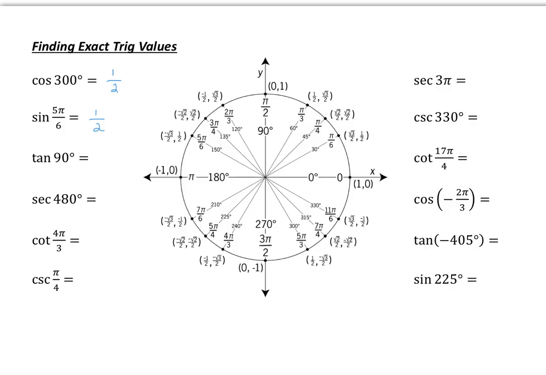Tangent of 90, we're going to need to find the x and y values for tangent. And then tangent is going to be sine over cosine or y over x. And so 90 is the positive y-axis. And your x and y values are 0 and 1. So thinking 0, 1, and to do y over x, that's going to be 1 over 0, and as soon as I see 0 in the denominator, that is going to make my tangent of 90 undefined.